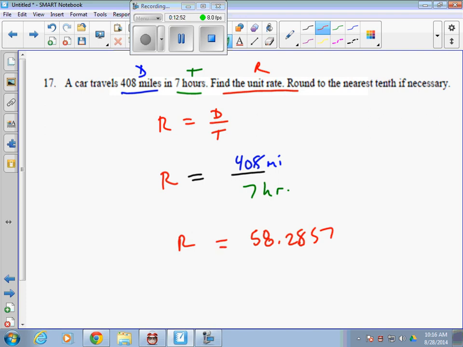So your rate is equal to 58.2857. Round to the nearest tenth, which means 1 space after the decimal. So we look to that next number, 8. It's greater than 5. Remember, 5 or greater rounds that 0.2 up to 0.3. So your rate is approximately 58.3 miles per hour.